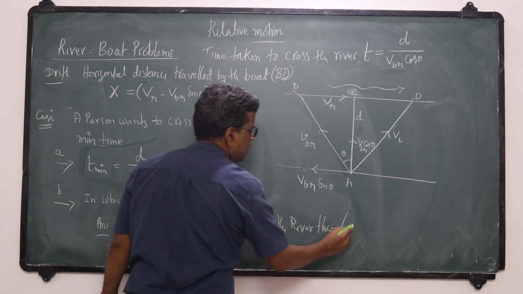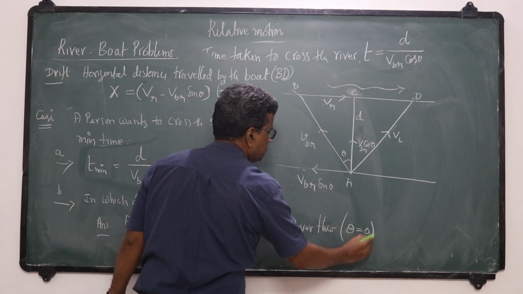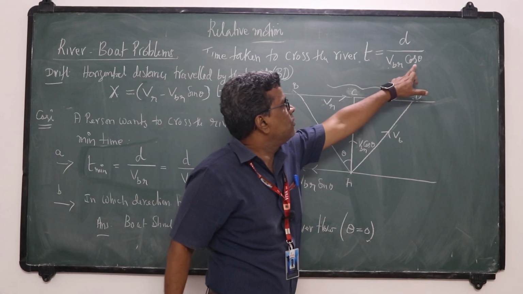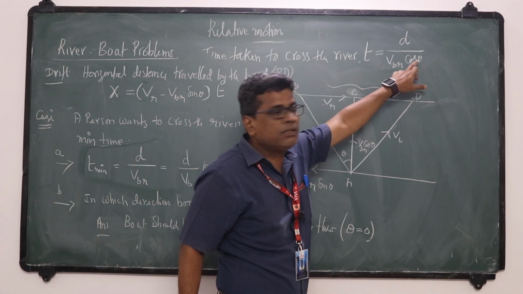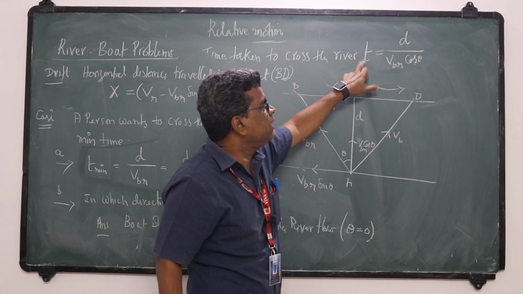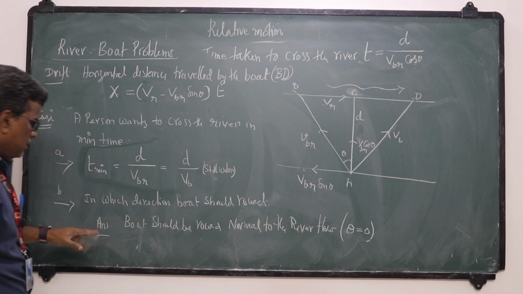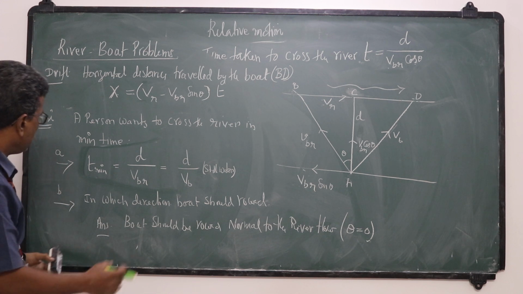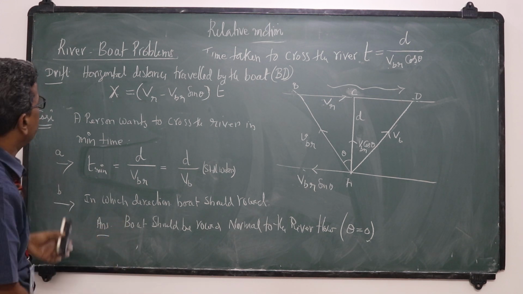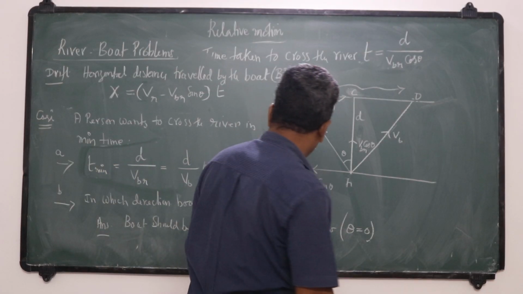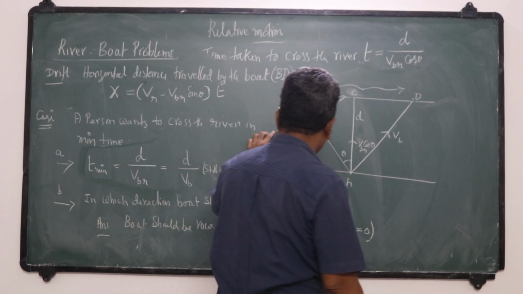Because theta is 0. I substituted theta equal to 0, then cos 0 becomes 1. This is the maximum value, then t becomes minimum. So this is the answer. I will show this minimum time case in a separate diagram.